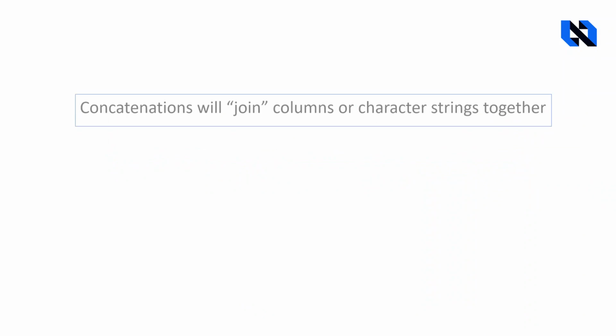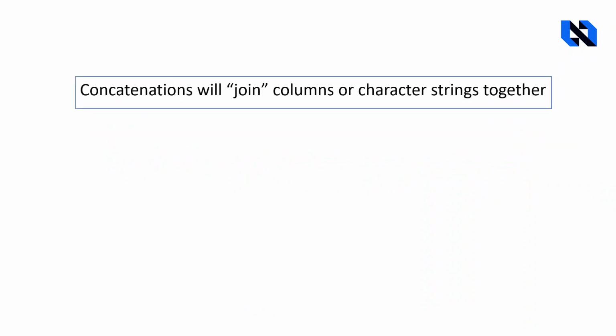Select with concatenation. Now, there might be need for you to join a column to another column or join a column to a literal string. In this case, one way which you can get this done is by using concatenation. Concatenation will join, in quotes, columns or character strings together.